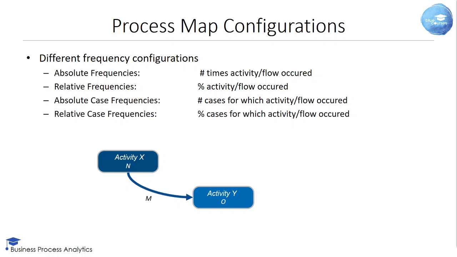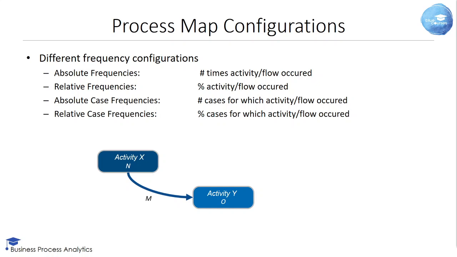In a process map with absolute case frequency, we can derive that activity X was carried out in n cases, and in m cases, activity X was followed by activity Y. Finally, in case the process map shows relative case frequencies, this means that activity X was performed in n% of the cases, and in n% of the cases, activity X was followed by activity Y. Depending on the questions you want to answer, you can choose one of these configurations.